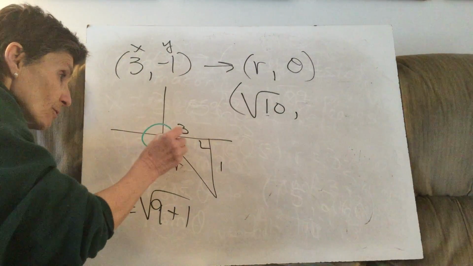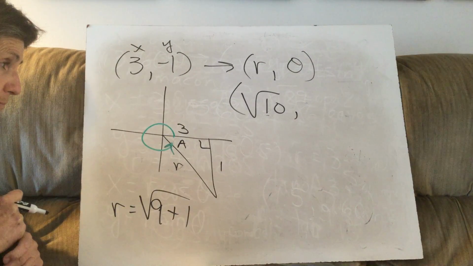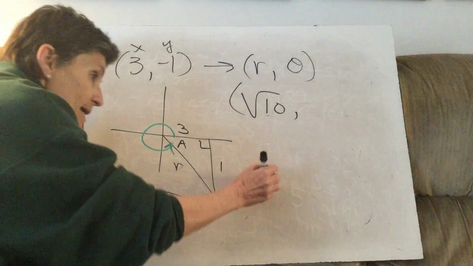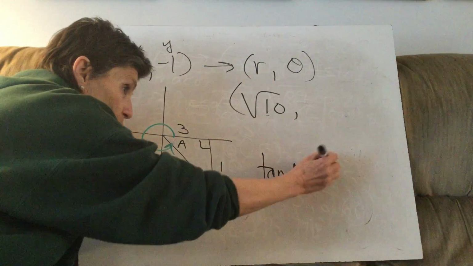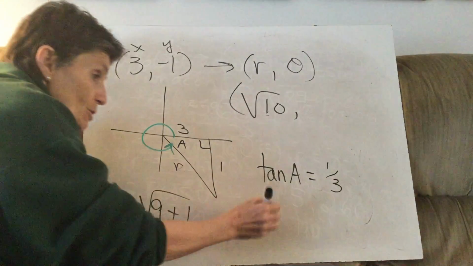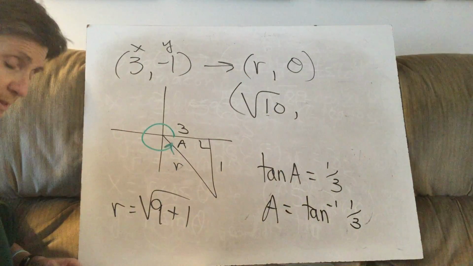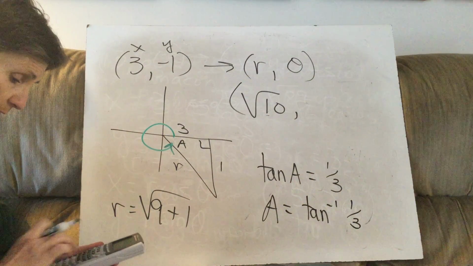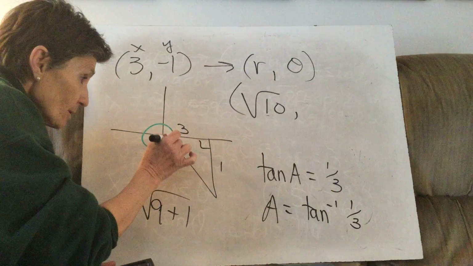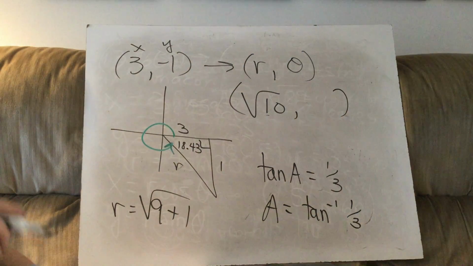Now I need to find this angle right here. To find that angle, I'll say the tangent equals 1/3. Opposite over adjacent. So the angle is going to be inverse tangent 1/3. Now, inverse tangent 1/3 is 18.43. So this angle is 18.43. That is not theta. Please don't put it up here. It's not theta.